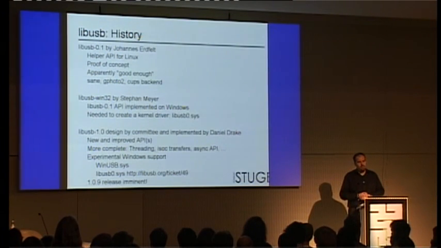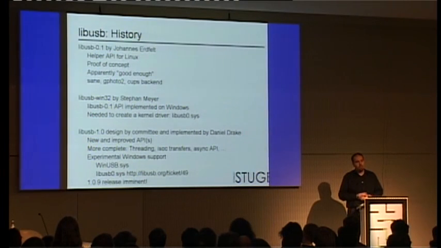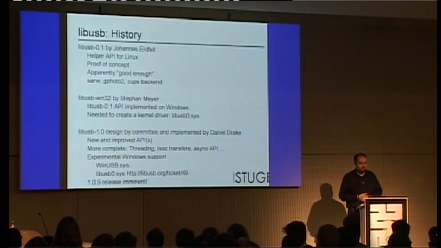But Windows people, they also wanted this API because it's really pretty easy to use. However, that was implemented separately in the libusb Win32 project by Stefan Meyer. And it is the 0.1 API. It's just an implementation for Windows, but it also extends the 0.1 API and adds support for missing stuff in original libusb. And to make this work on Windows, they also needed to come up with a kernel driver, which is this libusb0.sys, which is really nice.